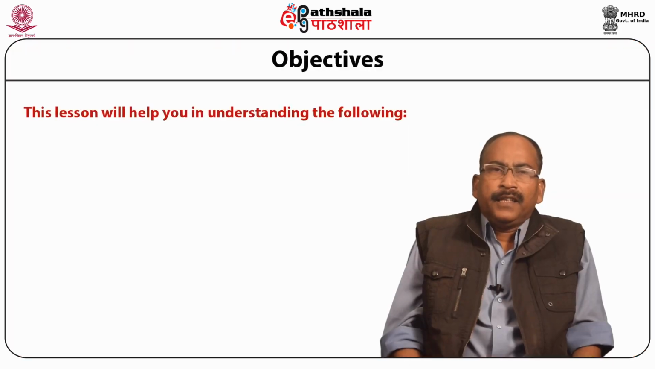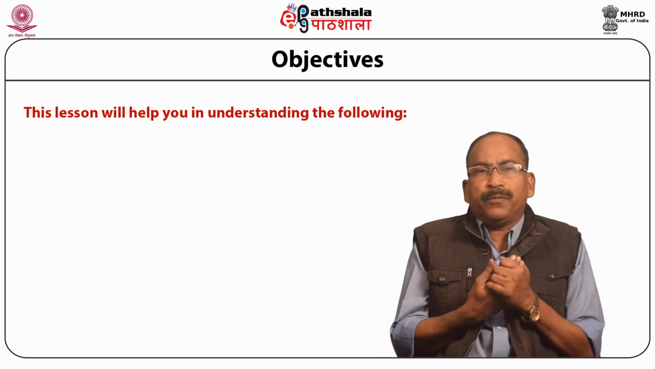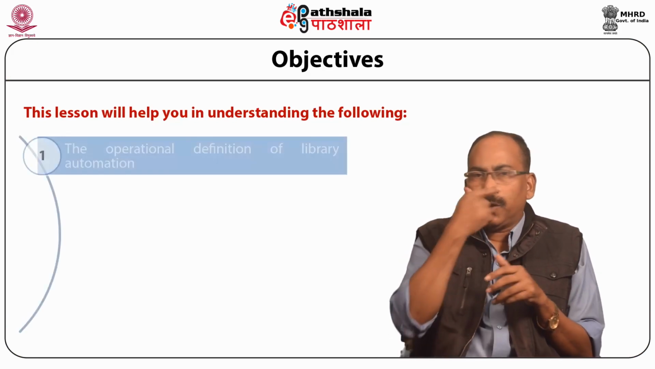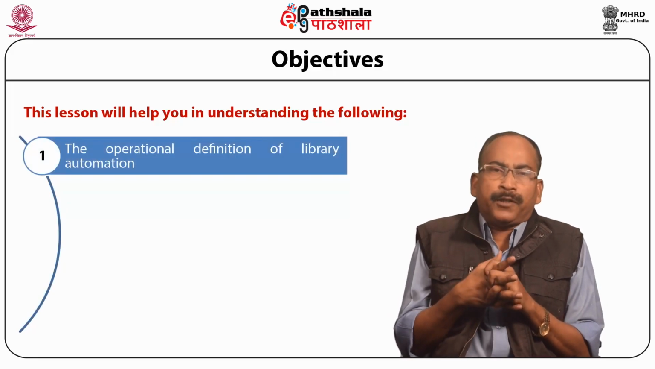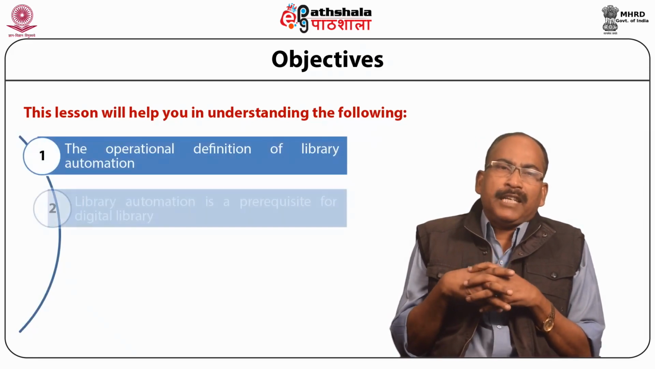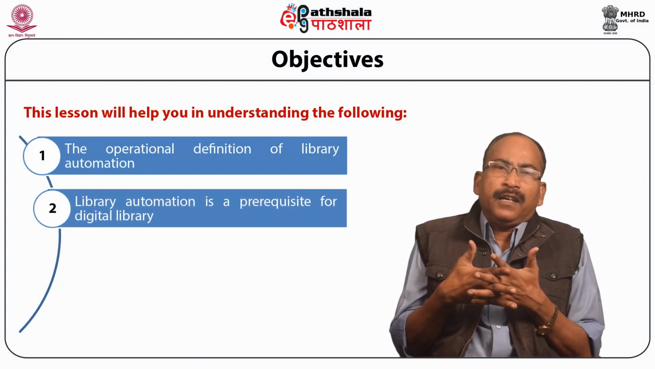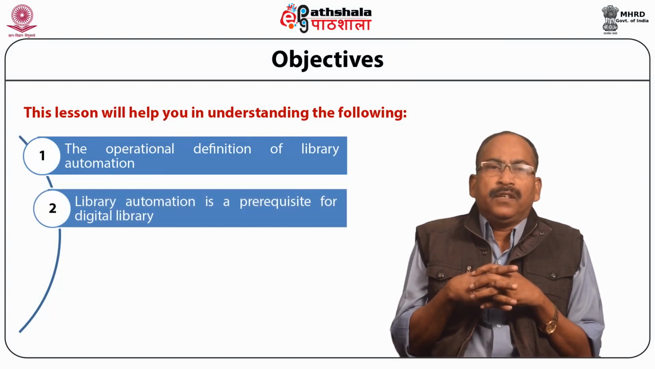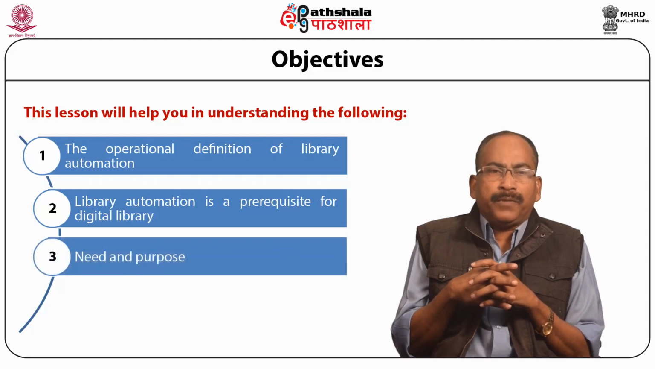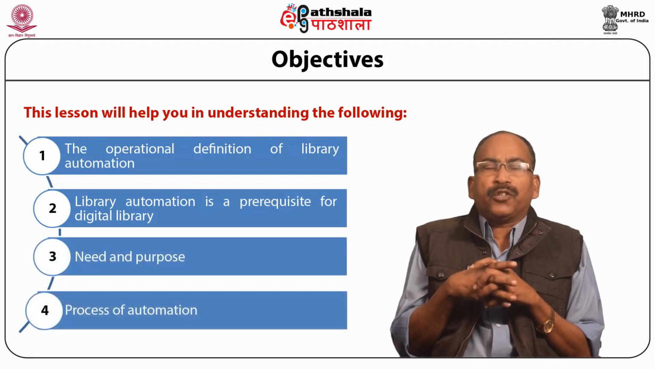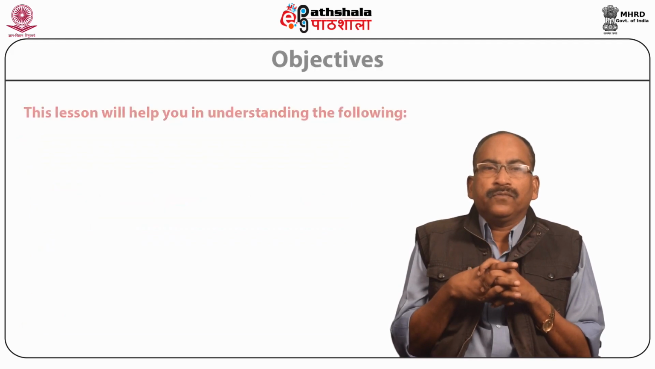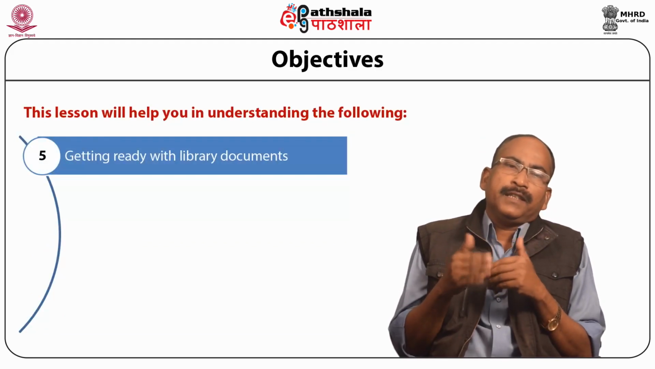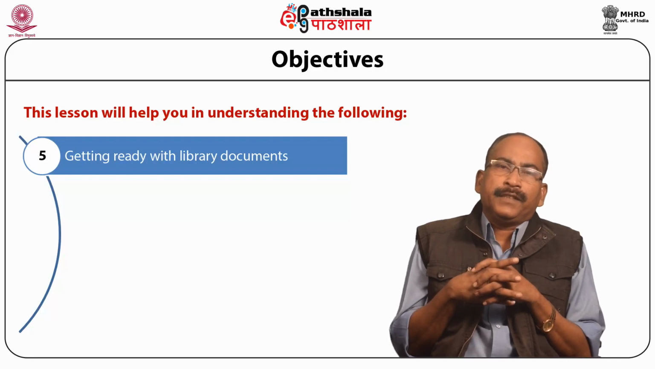Well, learning objectives of the module are as follows. The operational definition of library automation. Library automation is a prerequisite for digital library. The need of library automation and the automation process. Getting ready and how to start with library automation.